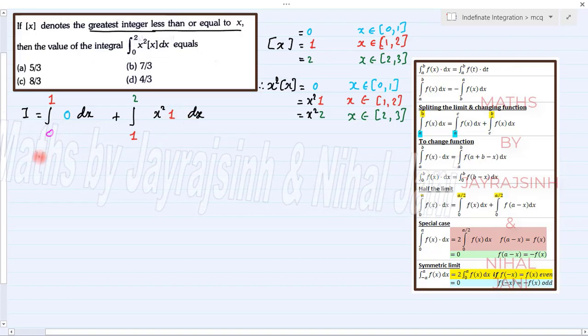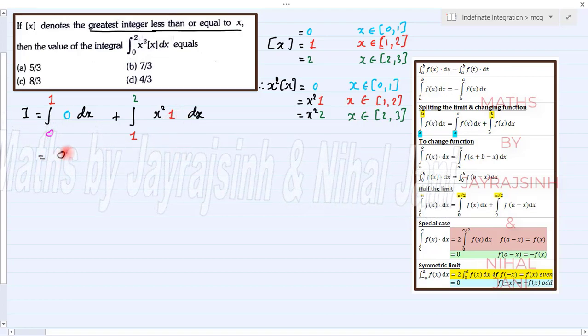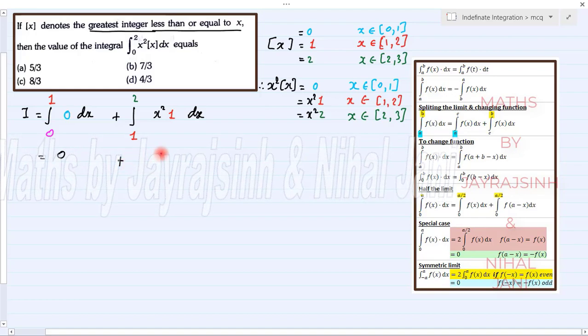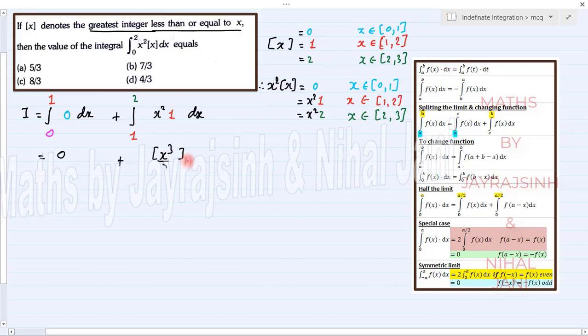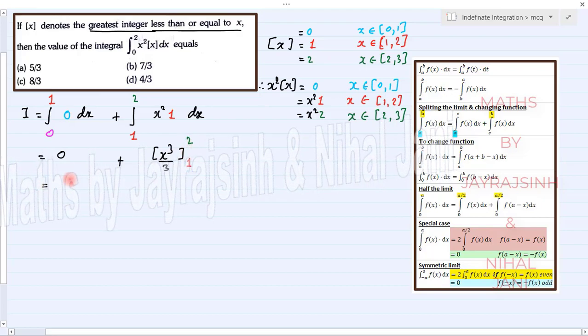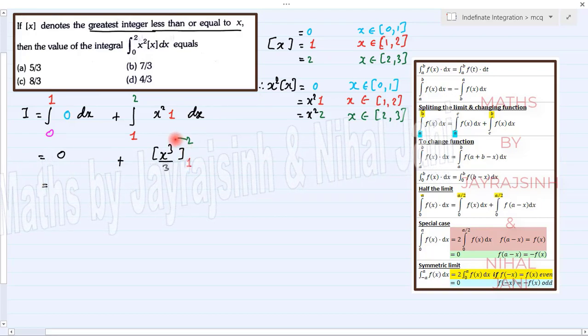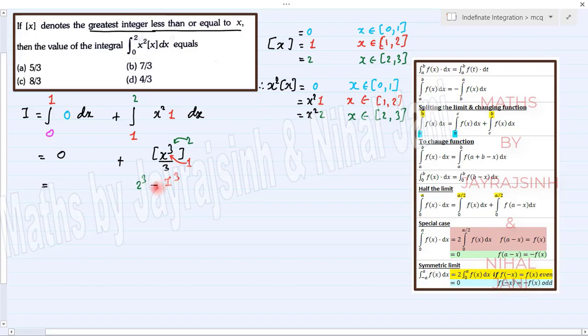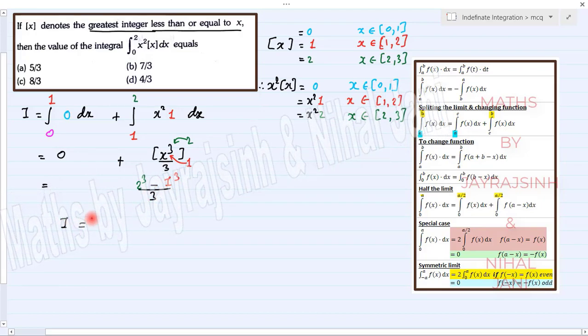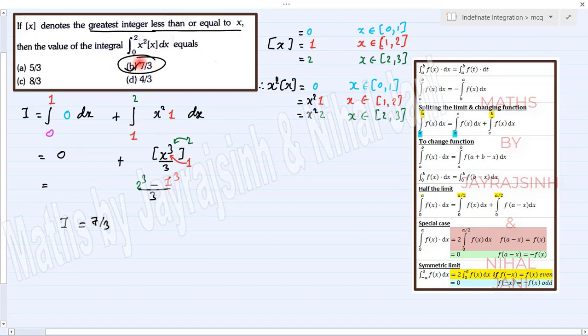So we are ready for integration. Integration of 0 will be 0 and integration of x square will be x cube by 3. Your limit is from 1 to 2. So let's substitute limit. From upper limit we will get 2 cube minus from lower limit we will get 1 cube, whole divided by 3. So we can say your I is simply 7 by 3, which is given in option B. Ta-da!